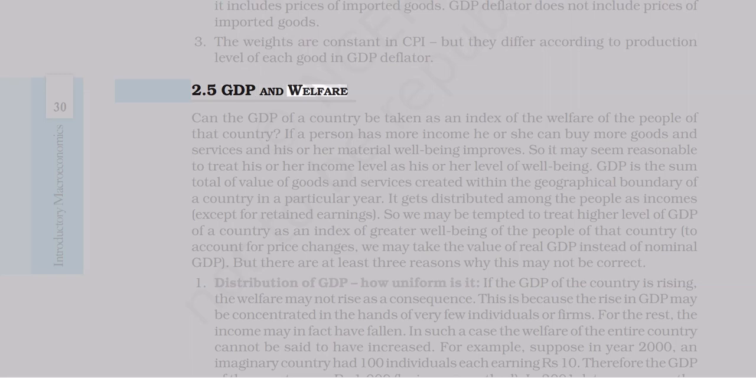2.5 GDP and welfare. Can the GDP of a country be taken as an index of the welfare of the people of that country? If a person has more income, he or she can buy more goods and services, and his or her material well-being improves. So it may seem reasonable to treat his or her income level as his or her level of well-being.